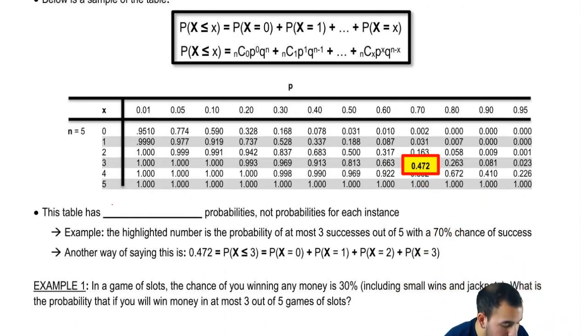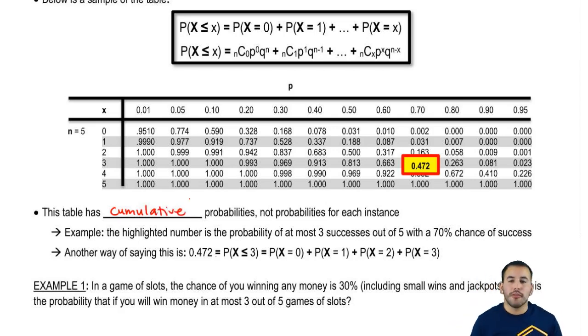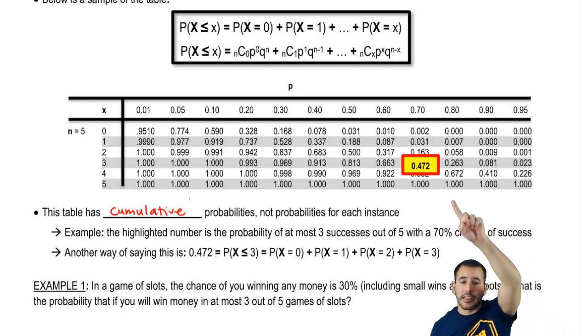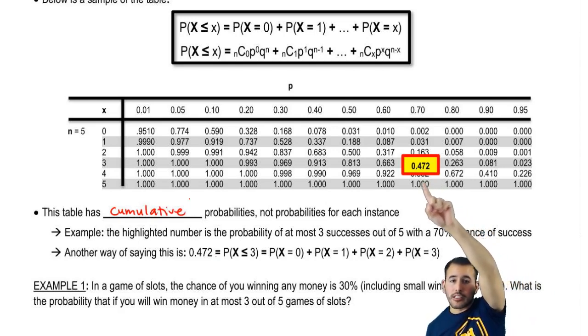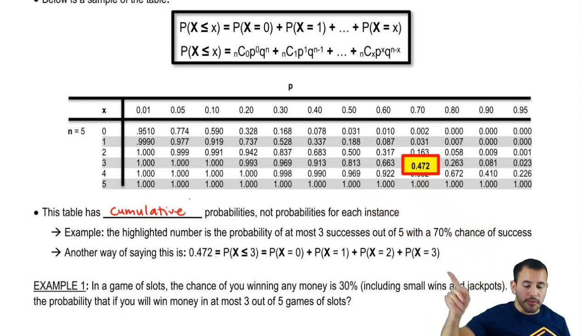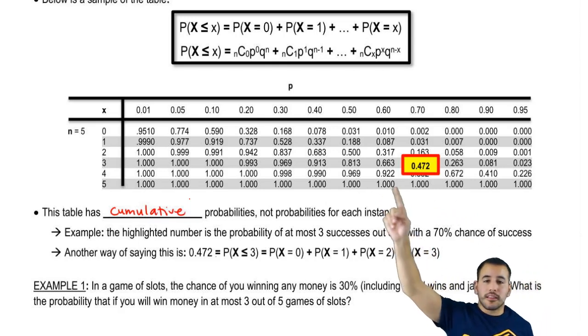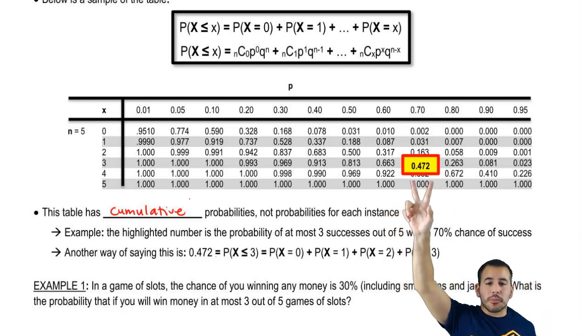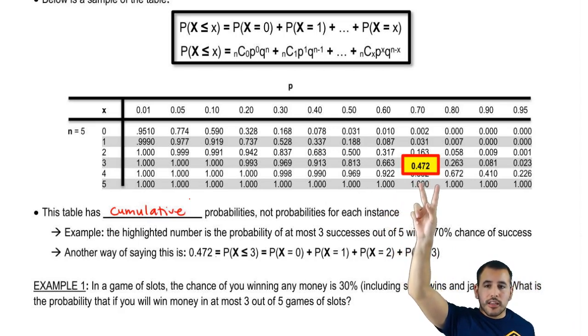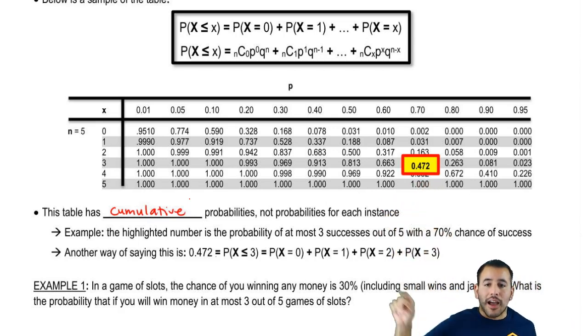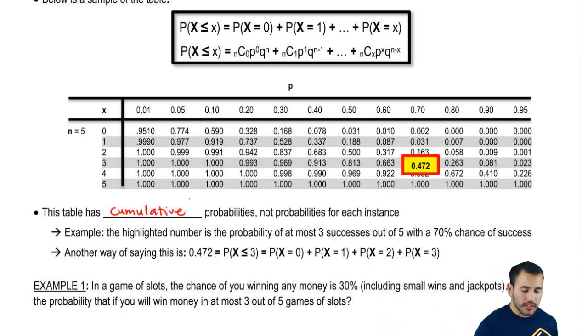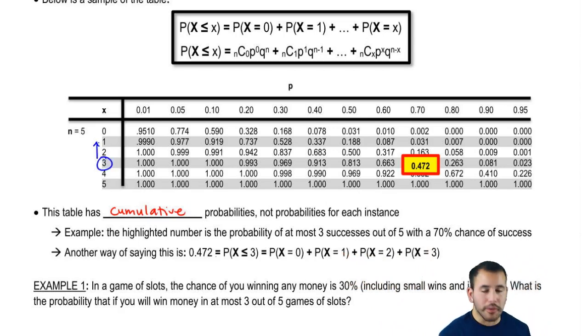So this table has cumulative probabilities. So it's probabilities that aren't just of this particular instance of successes, right? Even though I looked up, if you go across, you look up 3, this probability here doesn't represent the probability of exactly 3 successes. This is the probability of at most 3 successes out of 5 with a 0.3 chance of success. So we have 3, but it also includes all the ones below it. And again, this is our number of successes.